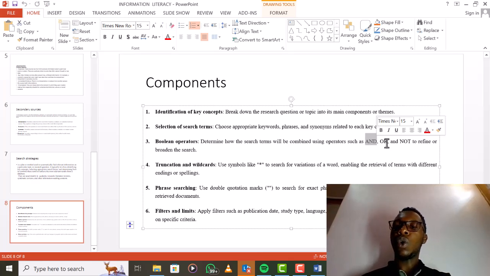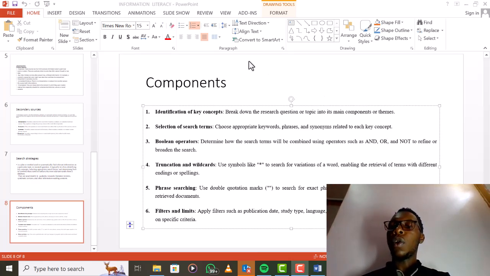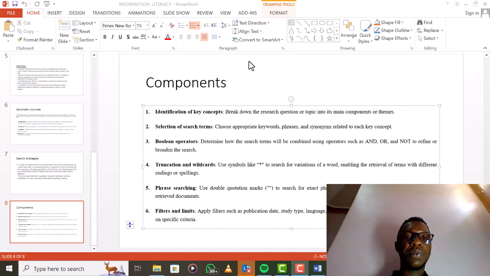Then if you have to use OR, they will give you a definition of one of the terms, the most relevant term in that context. And then for NOT, they don't actually define the terms, but they give you details of what you need to know about those terms.